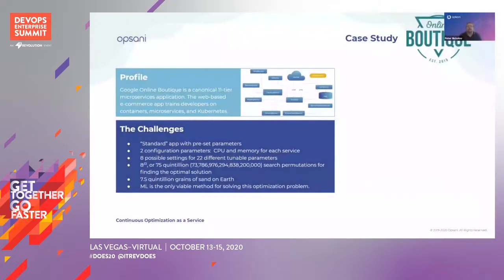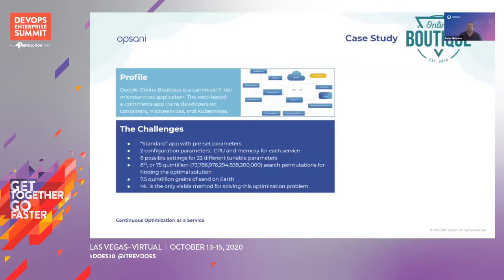The Google Online Boutique is a reference application that Google built in order to demonstrate the key concepts of microservice architectures and help train engineers on cloud-native applications. It's an open source application. It consists of 11 different microservices, each taking a different function of the application. And it is mostly used to demonstrate best practices and understand how to operate and run applications in the cloud.